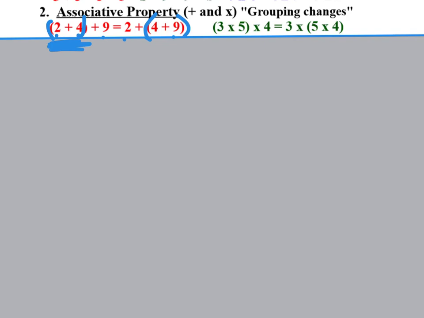So again, here's another example of that. We have 3 times 5, that's a group, times 4. And then we have 3 on the outside and 5 times 4. Again, the order did not change: 3, 5, 4, 3, 5, 4. But what changed was the grouping. And once again, maybe 3 times 5, 15 times 4 is a little bit more of a difficult problem to do than 3 times 20. They get the same answer, of course, but we're doing them in a little bit different way, not because we changed the order, but because we changed the way we group them.